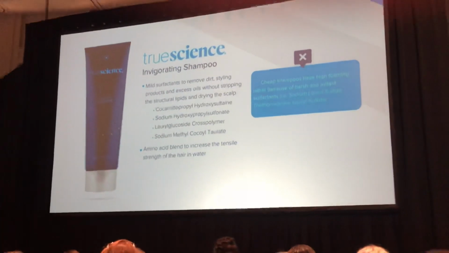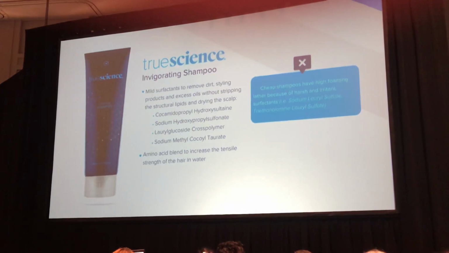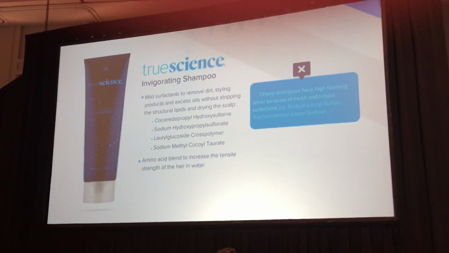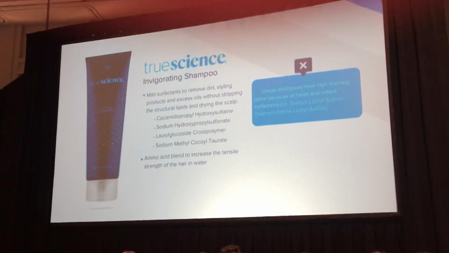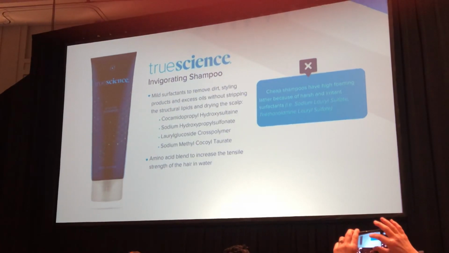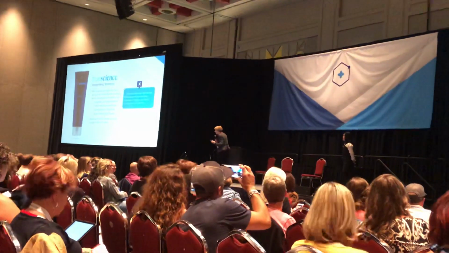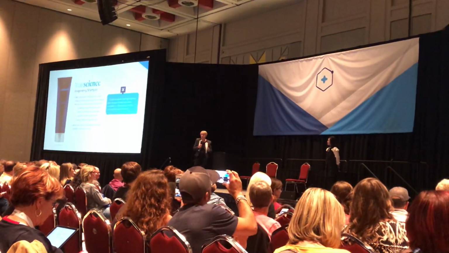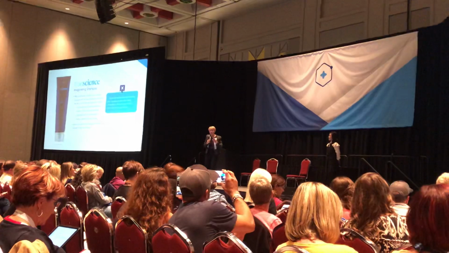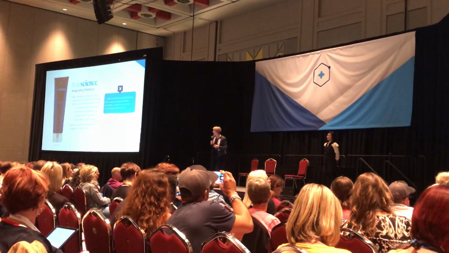We have an amino acid blend that is going to be coating the hair to help reduce friction where the hair is in water and help increase the strength of the hair. Because when you are washing your hair, you're putting a lot of friction on the hair, and if the hair is weak, you're going to break it. So having that amino acid blend really helps strengthen the hair shaft, the hair strand, I should say, while you are shampooing.